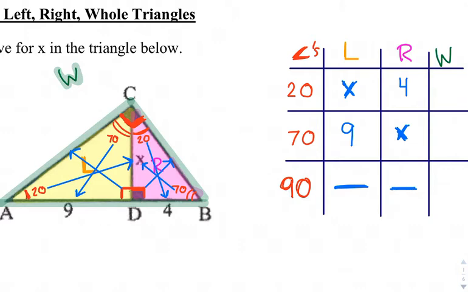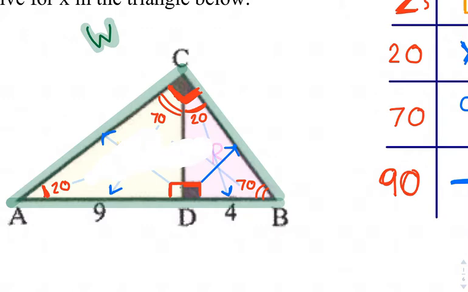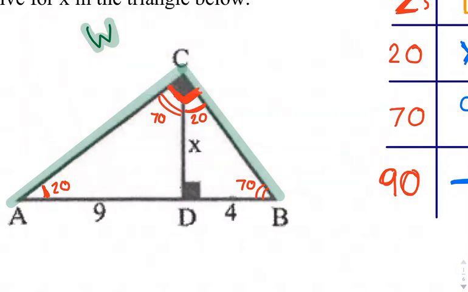Okay, so I know that now I have to do my whole triangle. So in my whole triangle, this might be tricky to see. So I'm going to erase all this extra stuff. And then I'm going to focus on my green triangle. Now it's kind of tough to see, so I'm going to help us out here. And I'm going to erase this middle line because it wasn't in my whole triangle.